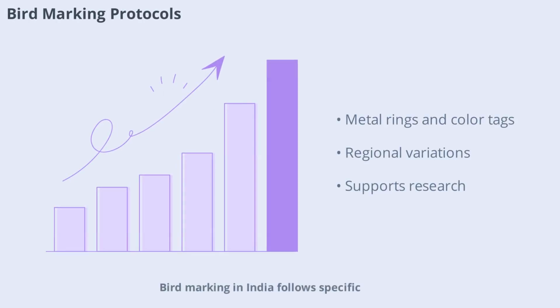Bird marking in India follows specific protocols to ensure consistency and scientific value. Different methods are used, such as metal rings, color flags, neck collars, and wing tags. The placement and color of tags vary by region and year, making it easier to track individual birds and their movements. These standardized methods help researchers gather reliable data and collaborate with international partners.